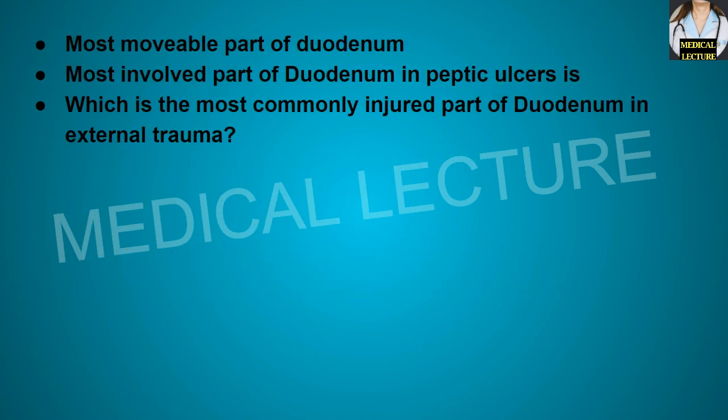Which is the most movable part of the duodenum? So it is the first part. Most involved part of the duodenum in the peptic ulcer is which part? So it is the first part. Which is the most commonly injured part of the duodenum in the external trauma? So it is the third part of duodenum.